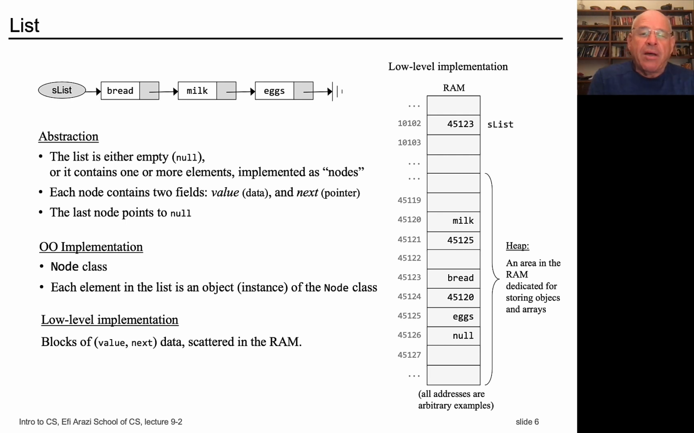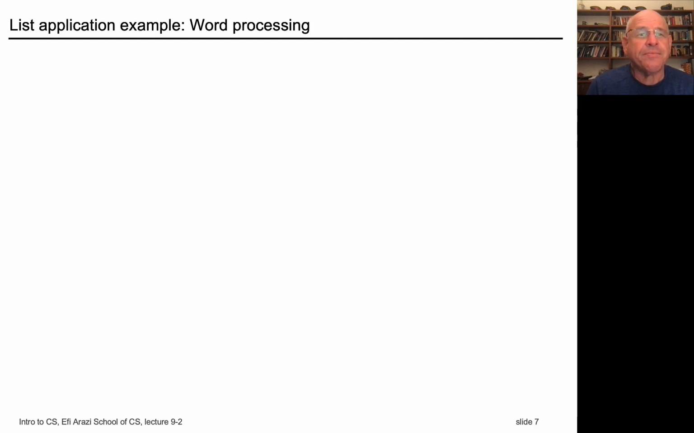By the way, the memory has a special area called a heap, and that's simply the area in which Java stores arrays and objects. It's a very big part of the RAM, and that's where all my matrices, images, points, sets, all the stuff that I create as arrays and as objects will be stored in the heap. All right, so that's the abstraction and implementation of a linked list.